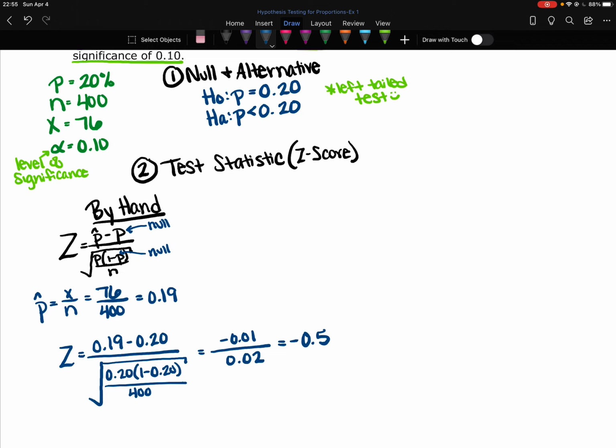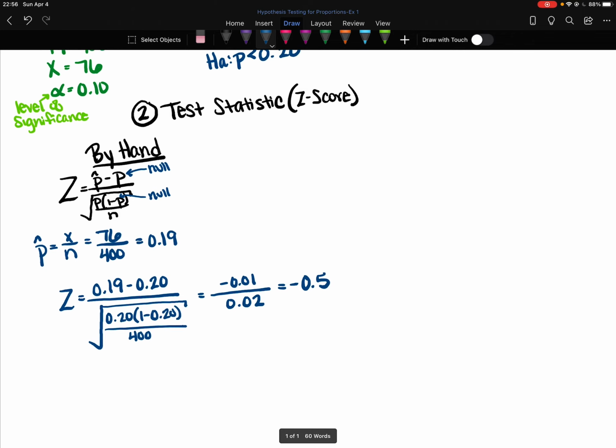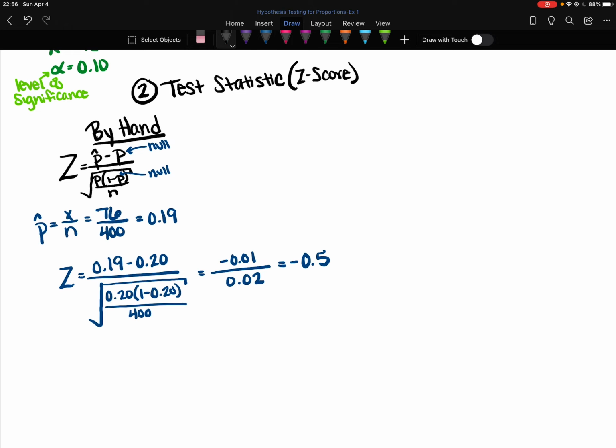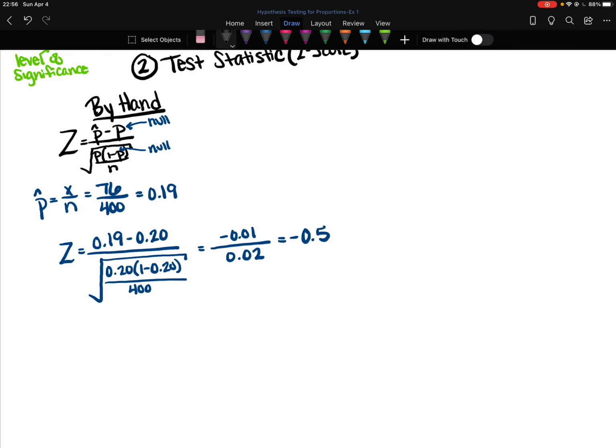I'm going to keep going. I'm going to do step 3 by hand, and then I'll come back and I'll show you how to do step 2 and 3 at the same time in Excel. And then we'll do step 4 last. So once I have my test statistic, I need to find the p-value, and that's going to be a probability.